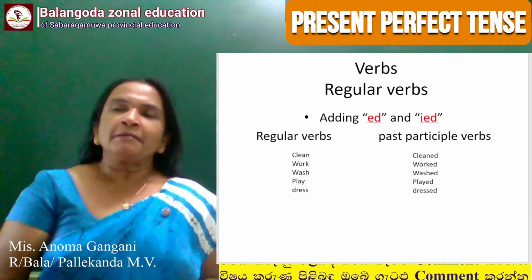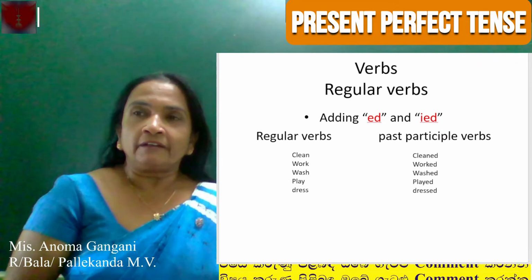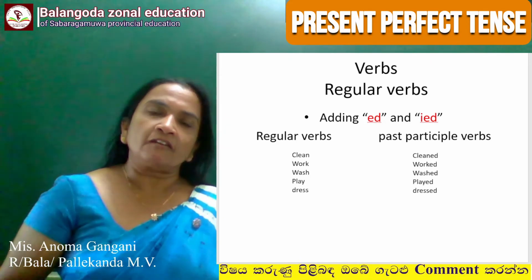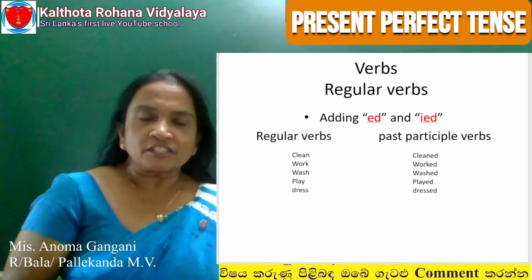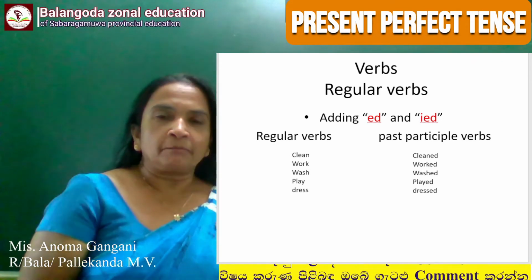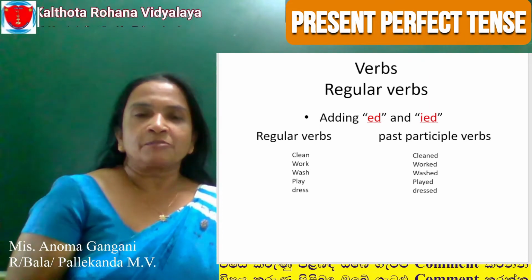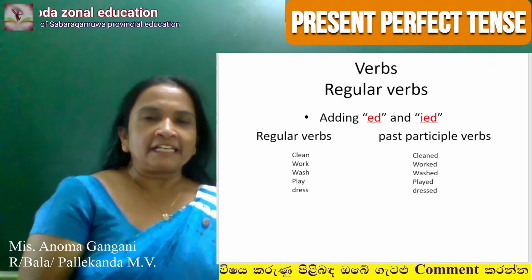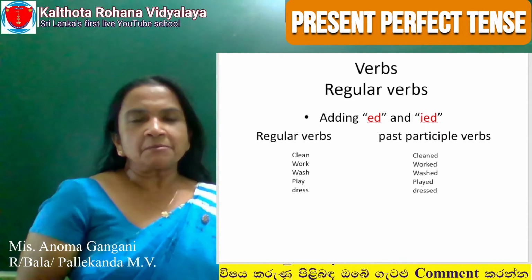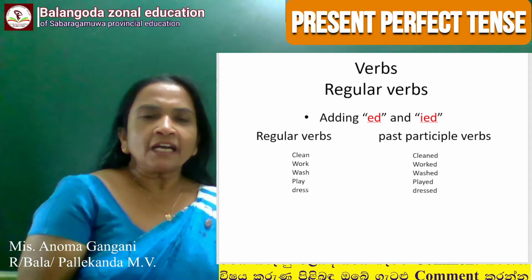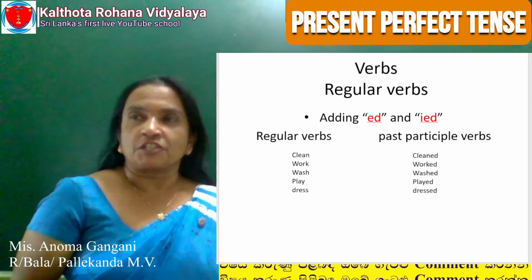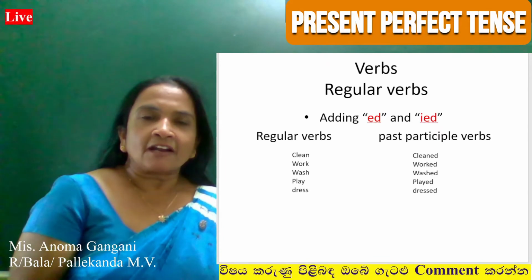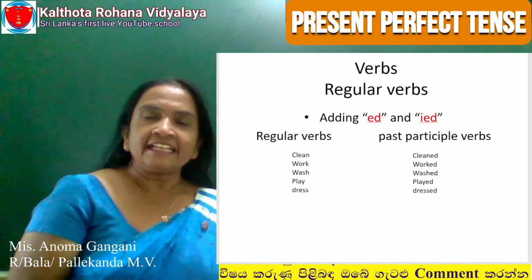Then we see the next one: verbs. Keep that in your mind, my dear children. This is a very important thing when you write something in present perfect tense. Regular verbs and irregular verbs, two categories. The first one, regular verbs. Now see the board: adding ed and ied, spelling rules. Regular verbs, past participle verb: clean, cleaned, we add ed. Work, worked; wash, washed; play, played; dress, dressed. Those words are called regular verbs because we add only ed or ied.